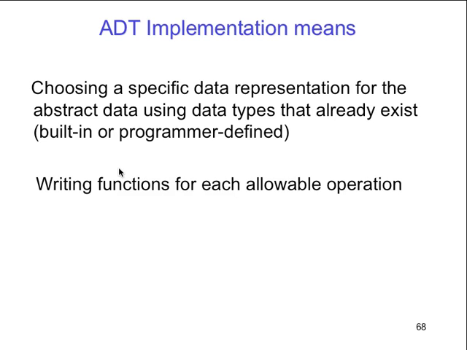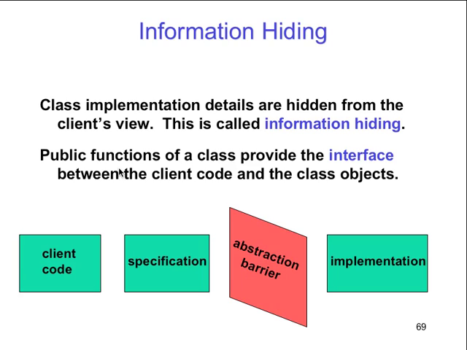So choose a specific data representation for the abstract data type from something that already exists, a built-in or programmer-defined type. All the types are actually written in terms of previous types. The structure itself is a type. It's a type structure, and you create structures of the particular type that include built-in data types or other types. So in this language implementation, any type is built inside of a type. You're basically defining your own types. So writing functions for allowable operations gives us the abstraction barrier and creates this concept of information hiding.